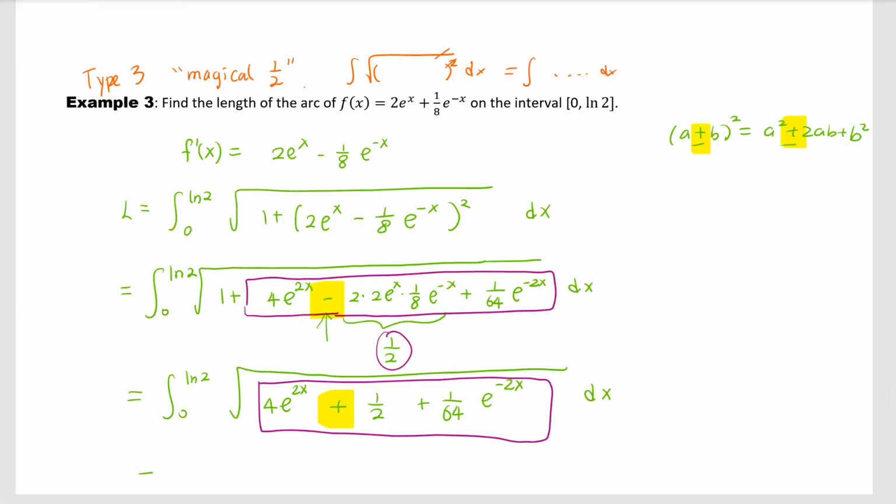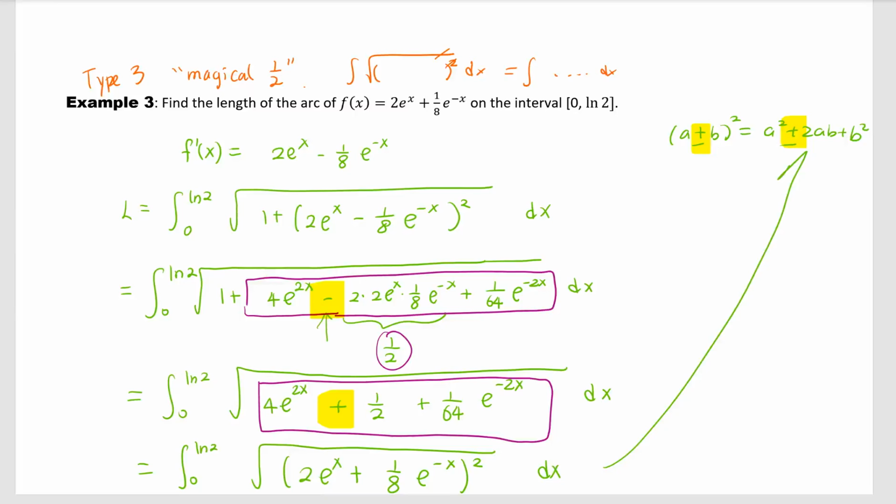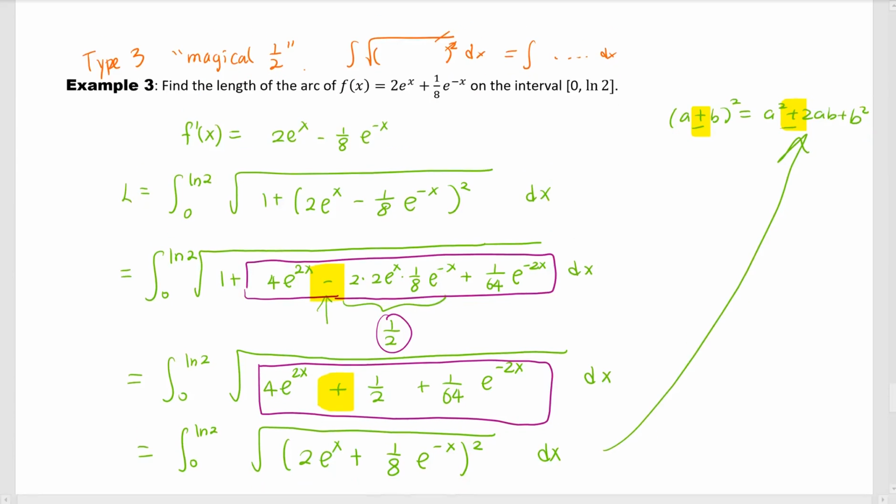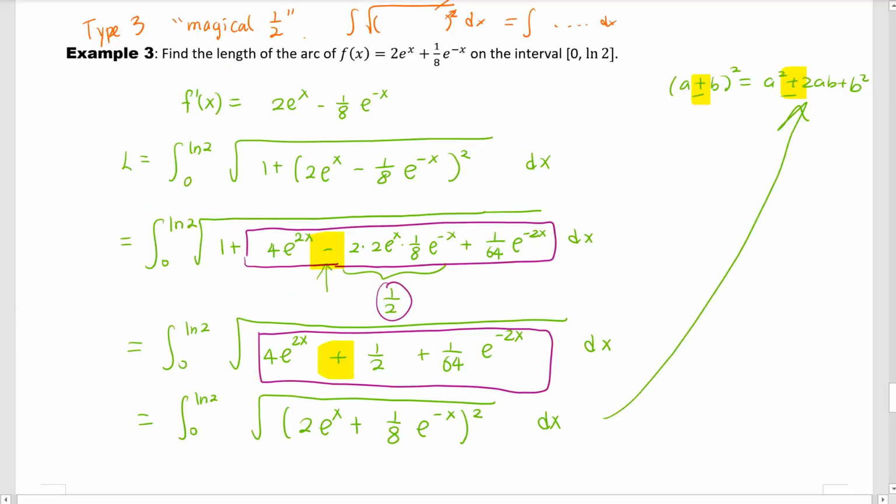So, what is this guy? So, you know, this guy is exactly 2 e to the x minus 1 over 8 e to the minus x squared, so change the middle sign to positive. See? You compare with this guy. So far, so good. This is the magical 1/2 because only 1/2 will work and you still get a complete square.